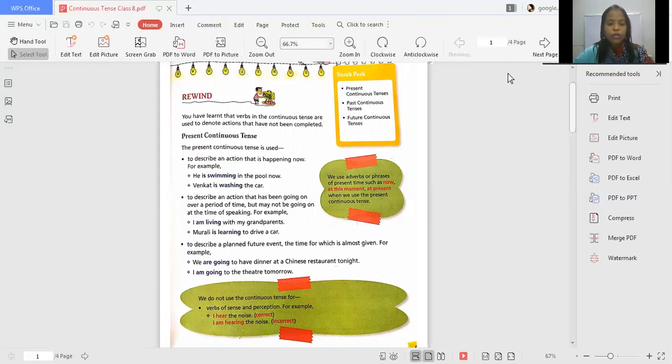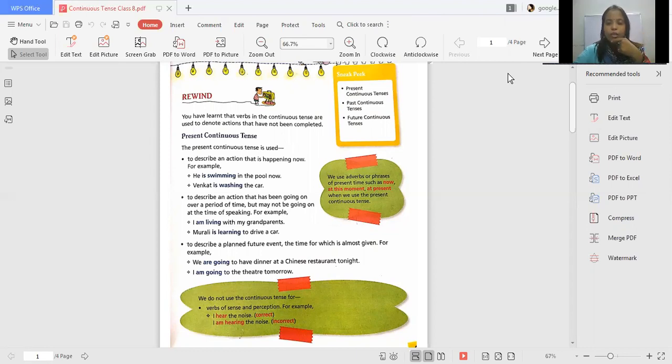The third situation is to describe a planned future event, the time for which is almost given. So that means it is also used for something which you have just planned and the action has not been taken yet, right? Now, there are a few exceptions and let us go by it one by one.